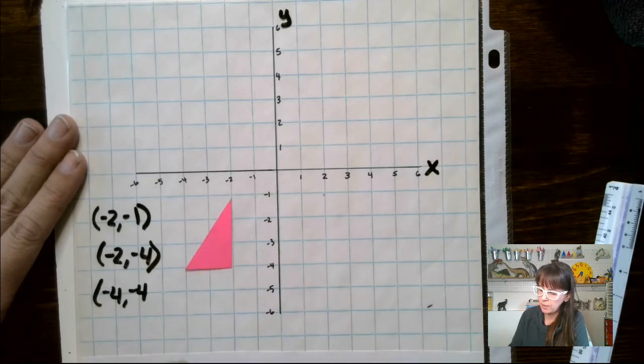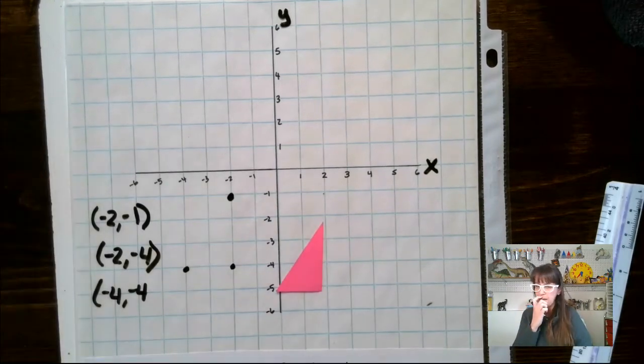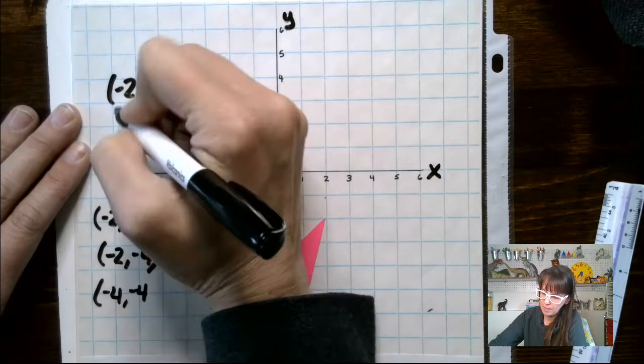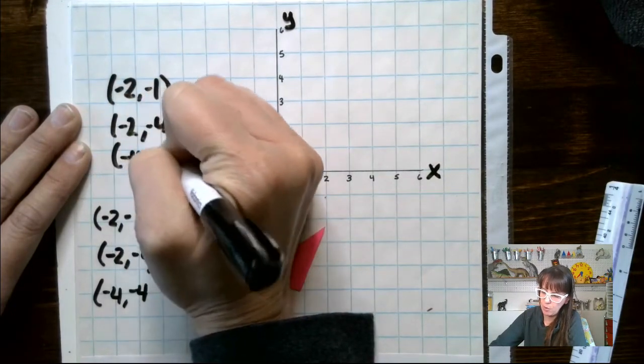Okay, so these are our points here. I'm gonna write that right in here. Okay, might run out of room here. Sorry about that. Let's move these guys up here. Negative 2, negative 1, negative 2, negative 4, and we've got negative 4, negative 4. That gives us a little more room.